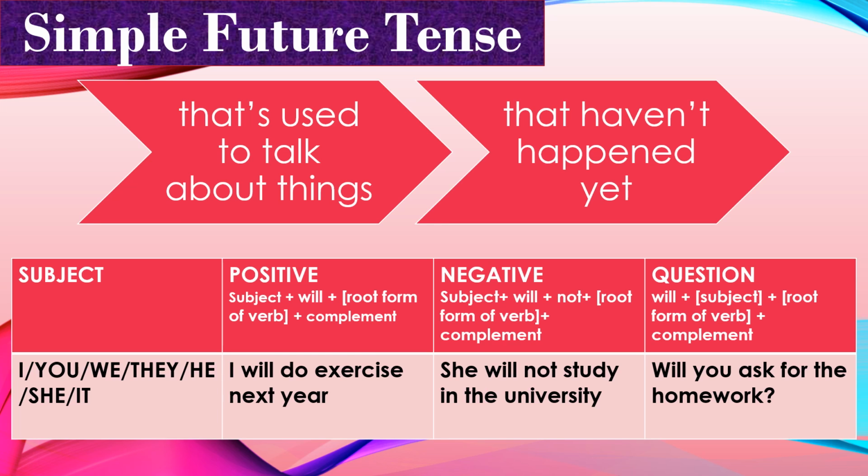Let's see. For the positive form, we must use subject plus will plus root form of the verb plus complement. For example, I will do exercise next year. For the negative form, subject plus will plus not plus root form of the verb plus complement. She will not study in the university. For the question form, we must use will plus subject plus root form of the verb plus complement. Will you ask for the homework?